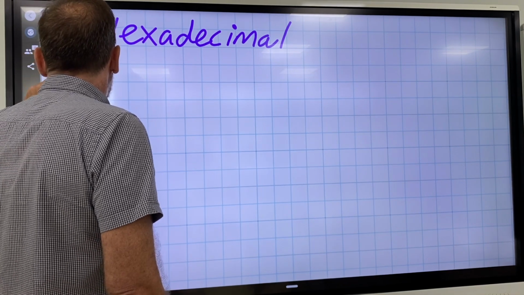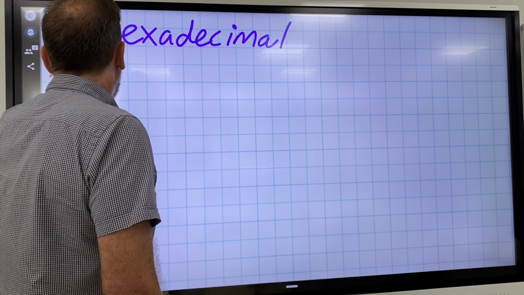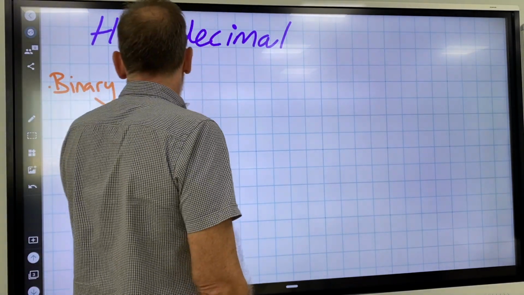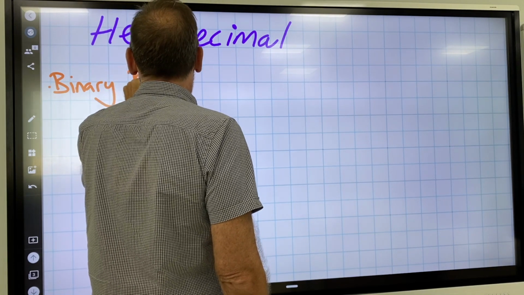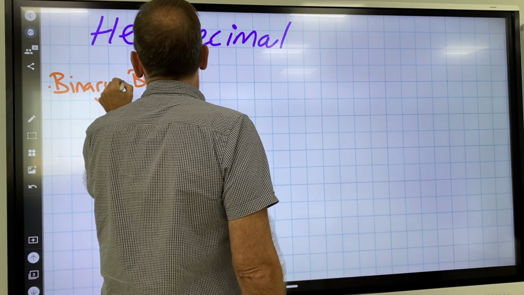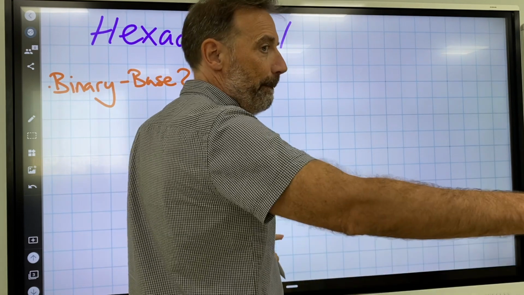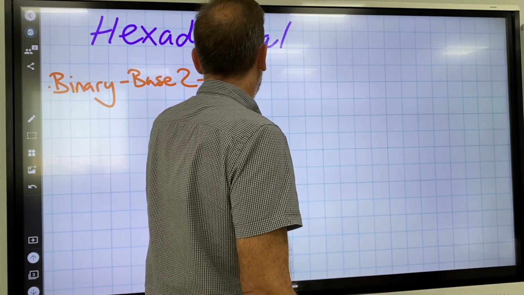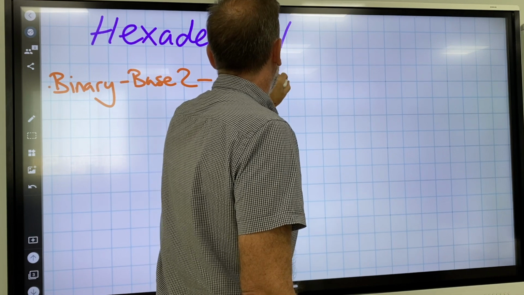Binary is a what base number system? 0 and 1. Base 2. Base 2. Which means what? Only 2 numbers, 0 and 1. Beautiful. Zeros and ones. Okay.